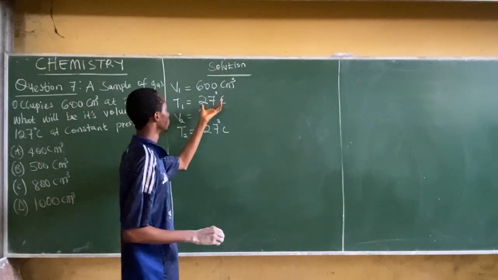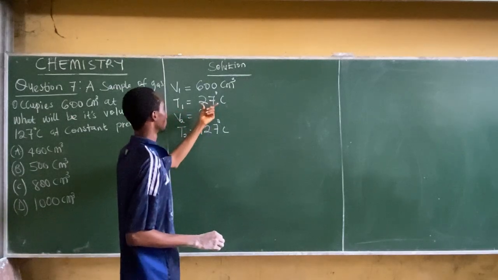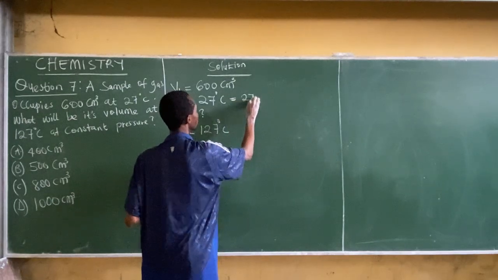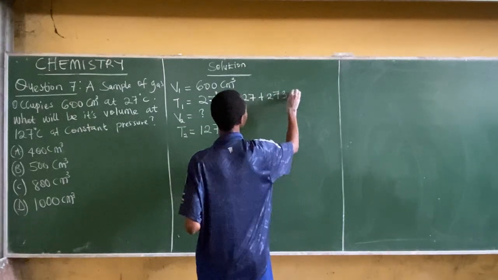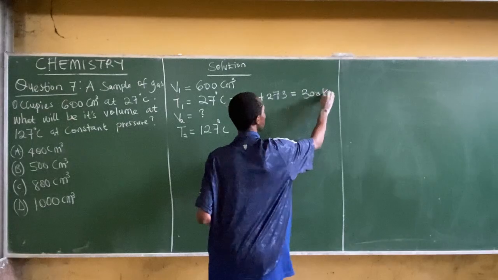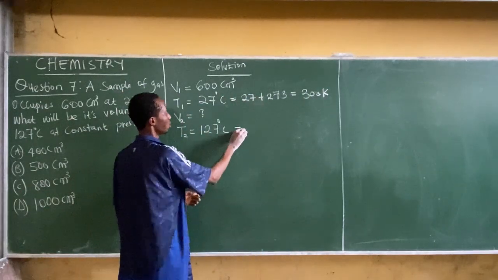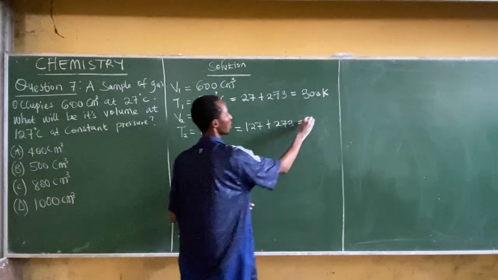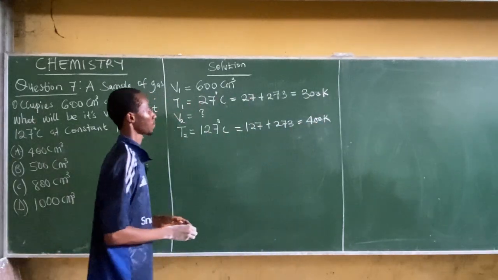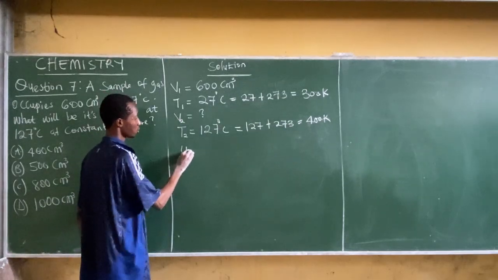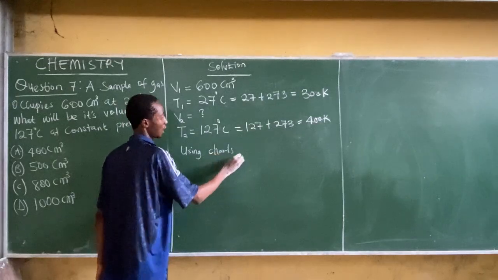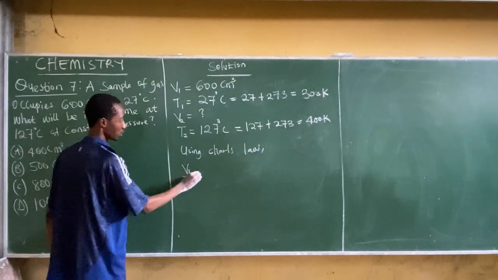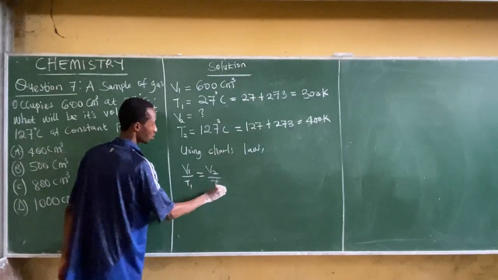Now let's transform this from degrees Celsius to Kelvin. For you to convert this, you add 273, which is a constant. You say 27 plus 273. This will give us 300 Kelvin. The same thing for T2. This will give us 127 plus 273. This will give us what? 400 Kelvin. Now recall, we're using Charles' law. We have V1 over T1 is equal to V2 over T2.